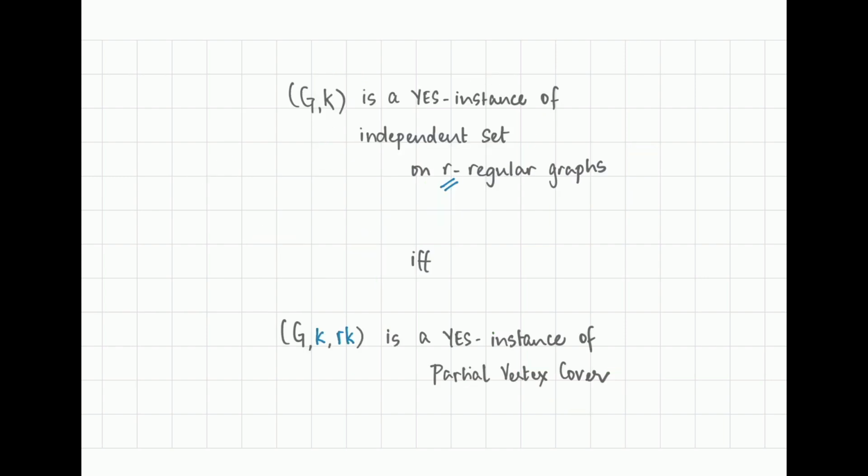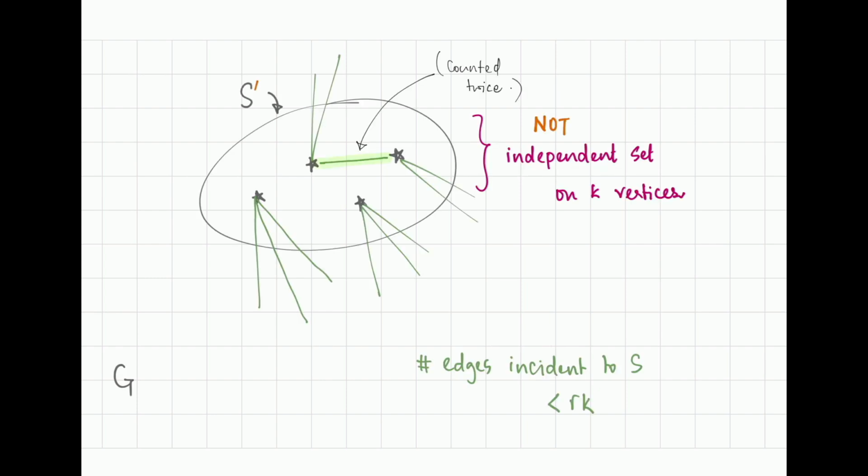In the reverse direction, suppose you do have a partial vertex cover on K vertices that covers RK many edges. Based on this, you want to discover an independent set on K vertices. Well, let's just propose the partial vertex cover as our candidate independent set. It certainly has K vertices, and let's assume for the sake of contradiction that this is not an independent set. That means that there must be an edge sitting inside the claimed partial vertex cover, which is supposed to be covering, remember, at least RK many edges.